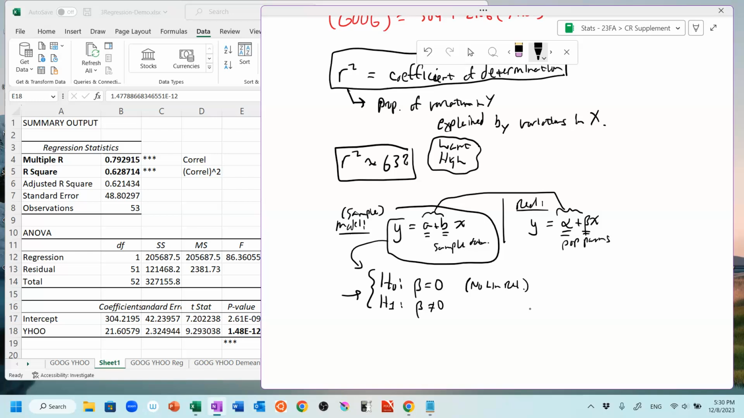If I am going to move forward under the hypothesis that my variables don't have any linear relationship, does it make sense to make use of a linear model? Probably not, right? I would probably want to trash that model if I thought that there wasn't a linear relationship. If I was going to move forward on the hypothesis that beta is 0, that there's no linear relationship between x and y.